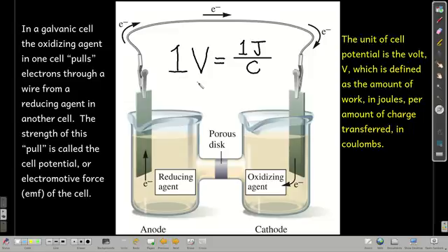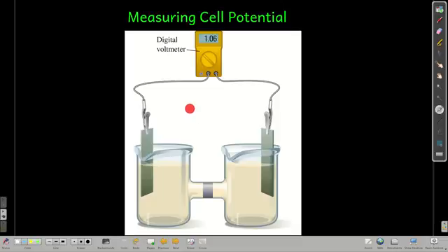1 volt is defined as how much energy in joules per amount of charge that's transferred in coulombs. So a volt is a joule per coulomb. Now we have ways of measuring the cell potential for an entire cell. Each half would be called a half cell. We can put a digital multimeter up here and measure it. There are other ways like a potentiometer, but mostly we use digital voltmeters. And those are nice because they can measure the cell potential pretty much directly.